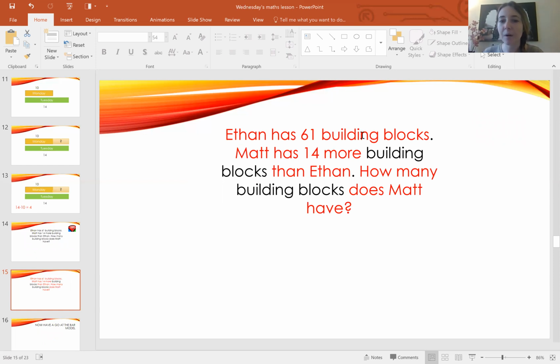Ethan has 61 building blocks. Matt has 14 more than Ethan. And how many does Matt have? That's what we need to find out. How many does Matt have? And he's got 14 more than Ethan.